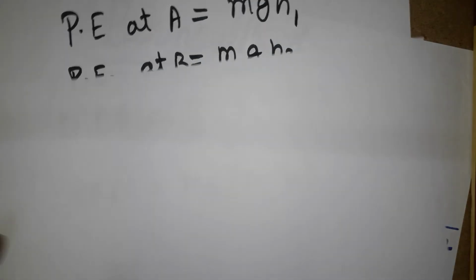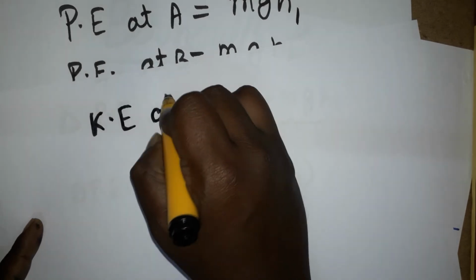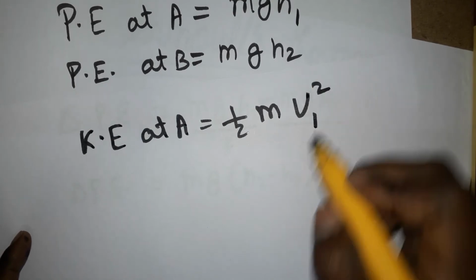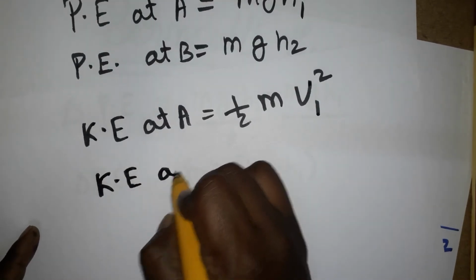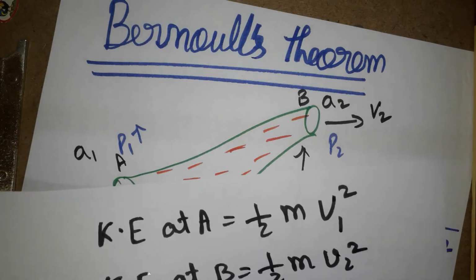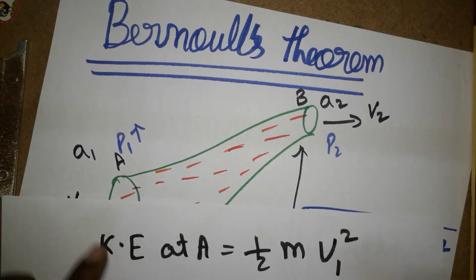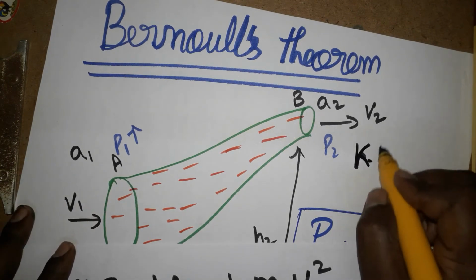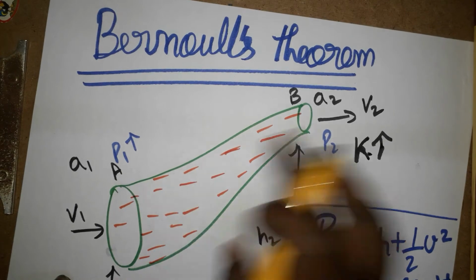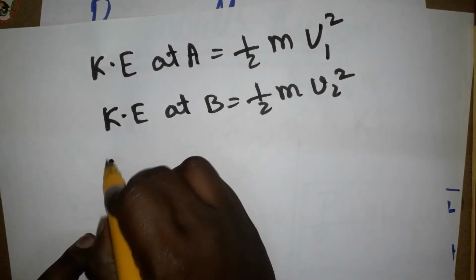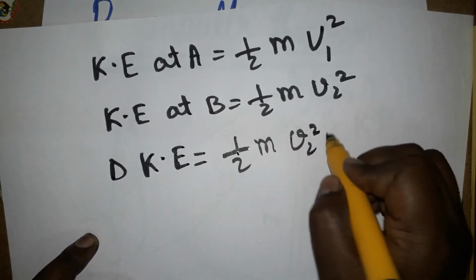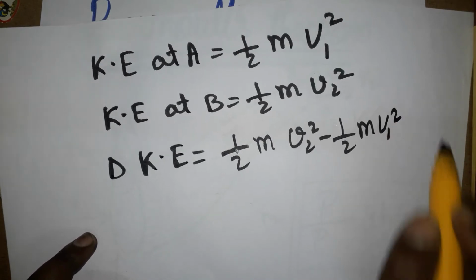The next one, what is the kinetic energy? Kinetic energy at point A is half m v1 square. Kinetic energy at point B is half m v2 square. Which is greater, kinetic energy at A or B? B is greater, because less area means more velocity, more area means less velocity. So changing kinetic energy is half m v2 square minus half m v1 square.